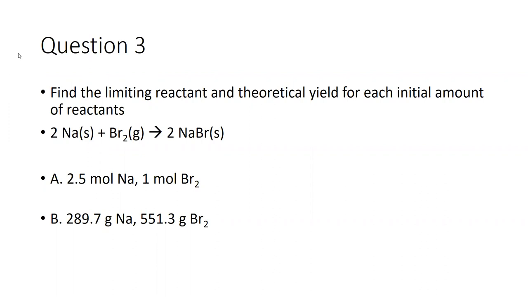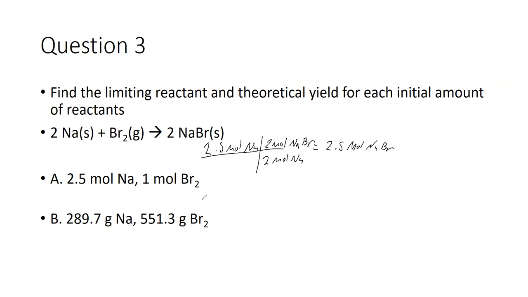All right, so it seems like we got a good proportion of people have A. So let's do this. I start with 2.5 moles of sodium. If I have 2.5 moles of sodium, how much sodium bromide can I make? Well, my stoichiometric coefficients say for every 2 moles of sodium, I make 2 moles of sodium bromide. So I can make 2.5 moles of sodium bromide.